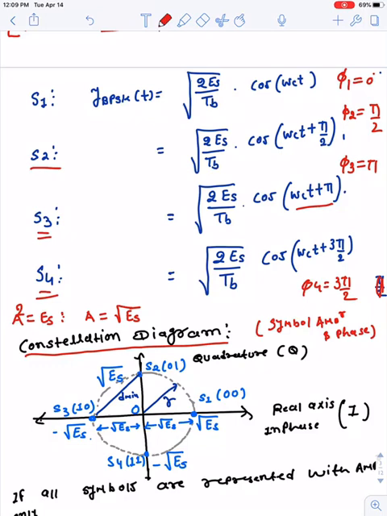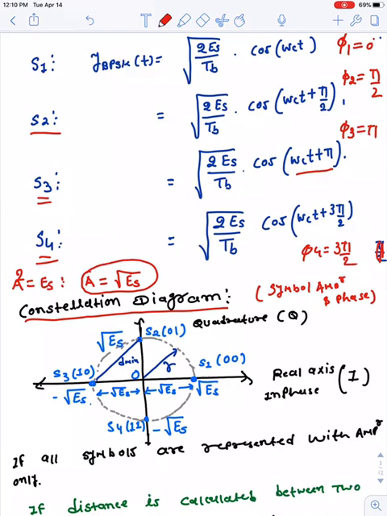So we are not going to describe it again. All the different symbols can be represented with the same value of amplitude, A equal to the square root of Es. But they are different in terms of phase. So in the constellation diagram, we start with the first phase.